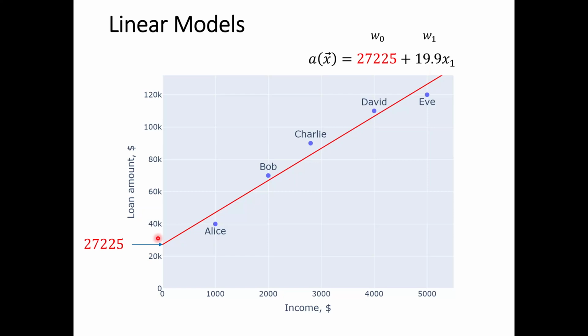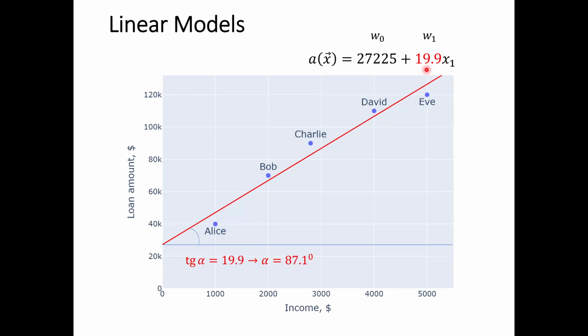W0 is the point where the line crosses the y-axis. In other words, it's the value of the target variable that the model will output if all features are 0. Yes, it might seem strange if the bank grants a loan of almost $30,000 to a person with 0 income, but we can set a minimum income threshold at which we apply our model.